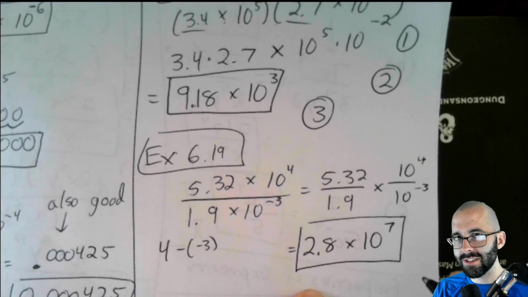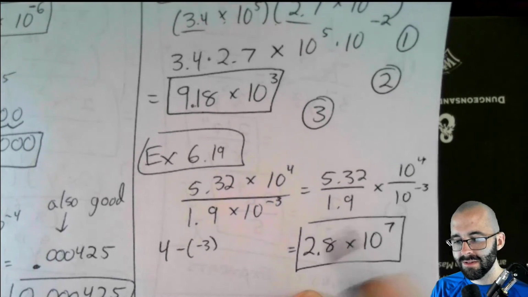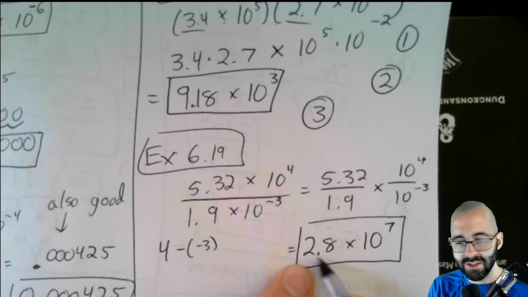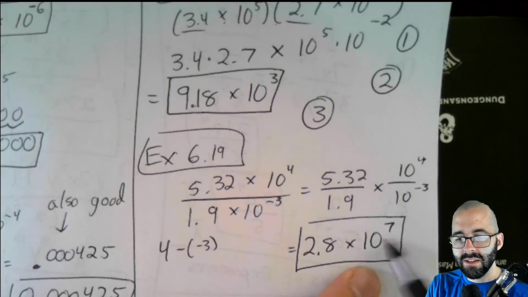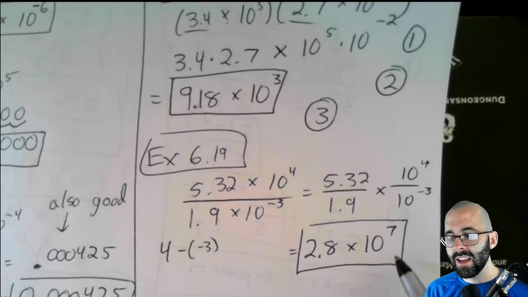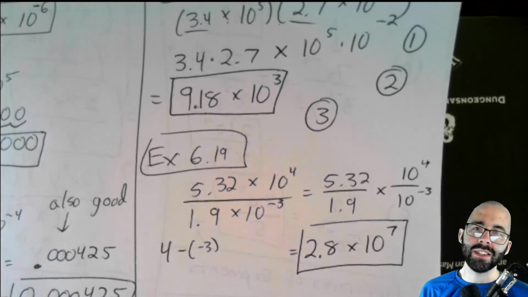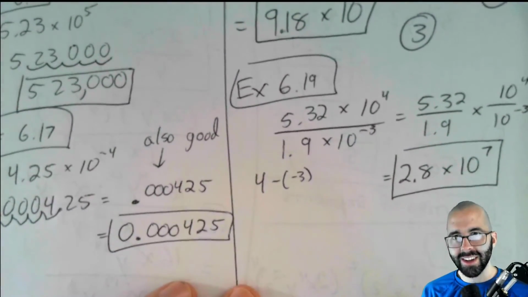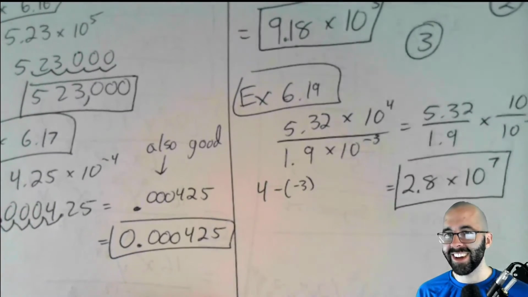Step 3 said make sure it's in scientific notation. Yep, it's in scientific notation. This number's between 1 and 10. It's 2.8. And we got the 10 part working just great. Okay. You might say, Jason, we've done 2 problems so far. We haven't used step 3. Where's step 3 coming? Don't worry, be patient. Step 3's a coming in the 3rd problem.